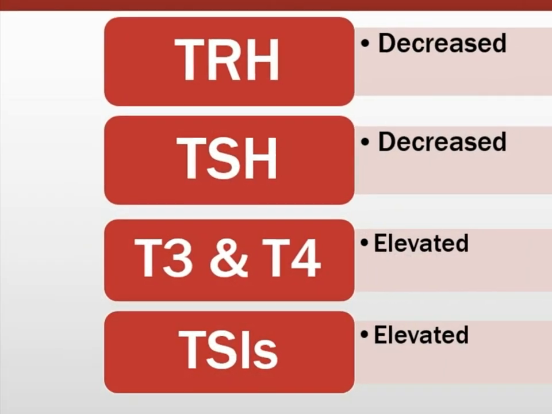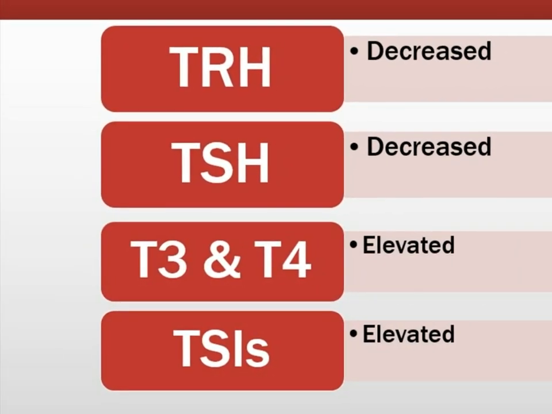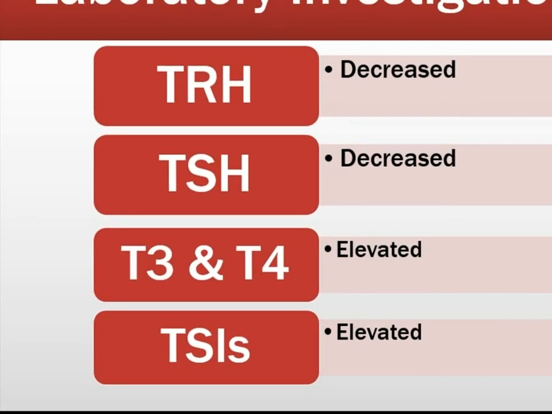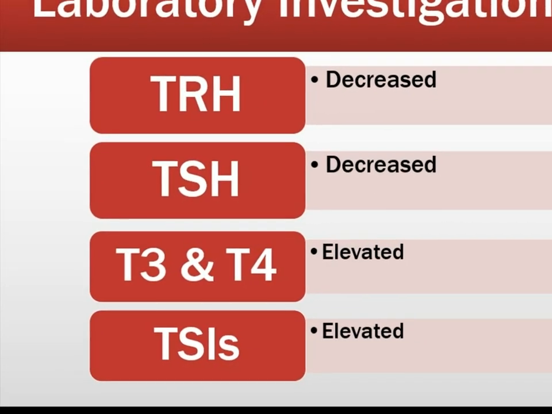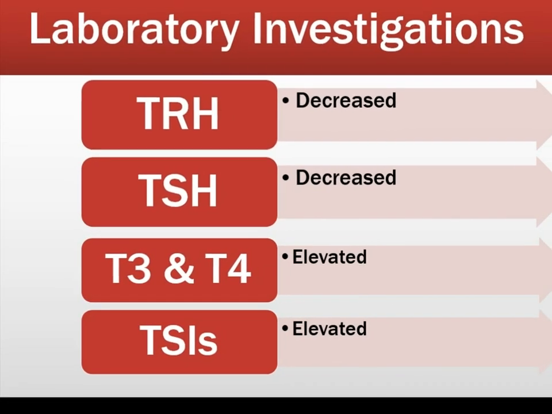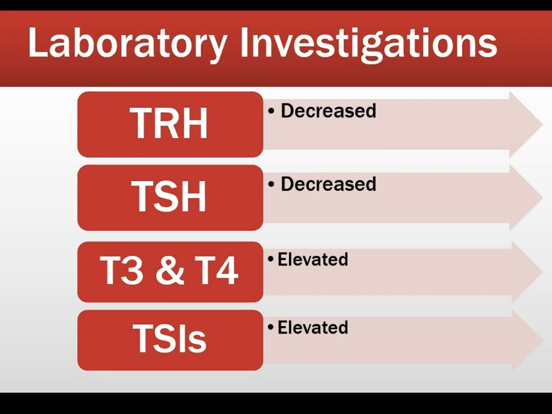The diagnosis of Graves' disease involves the determination of thyroid hormone levels in the blood. In case of Graves' disease, plasma levels of TRH and TSH are decreased. Meanwhile, the levels of T3, T4, and TSIs are raised.